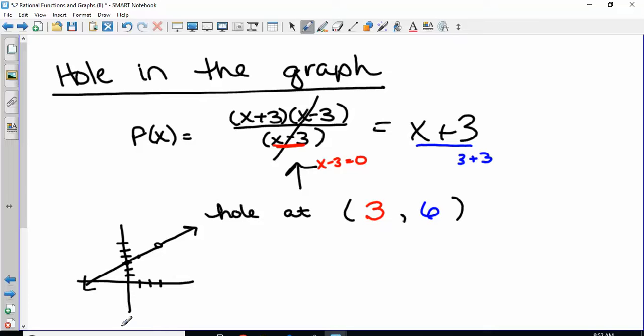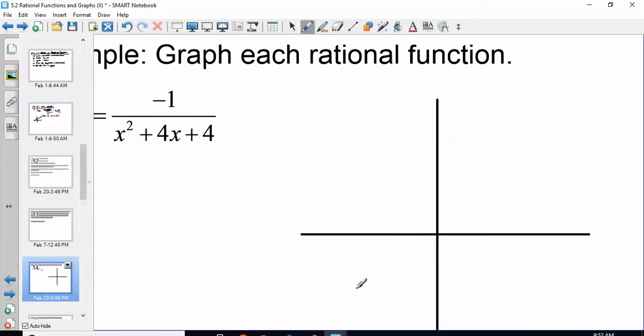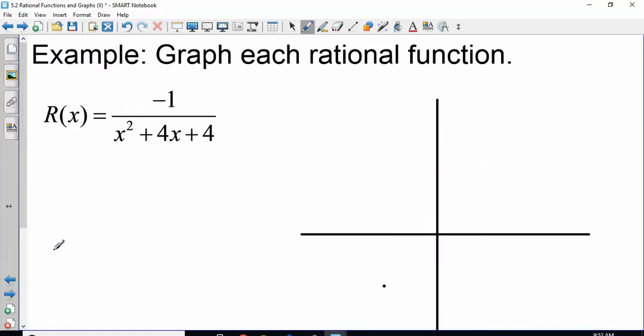All right. So we are just going to start graphing some rational functions today. We'll do some together, and then I will give you some to try on your own. So here is our first part. I want to graph r of x equals -1 over x squared plus 4x plus 4.